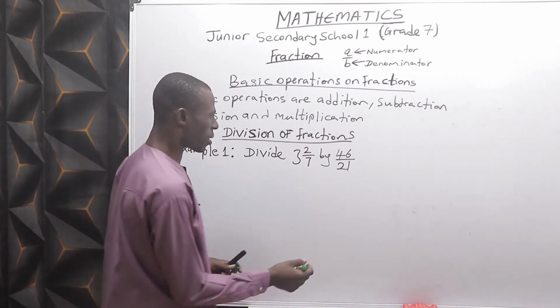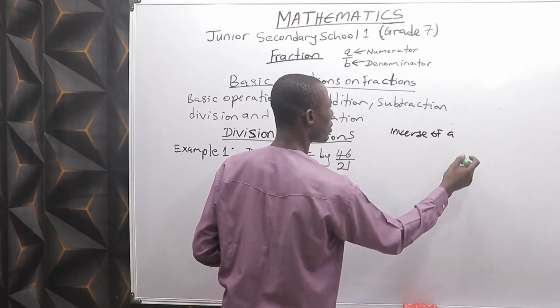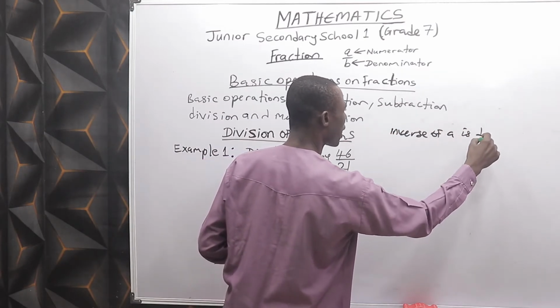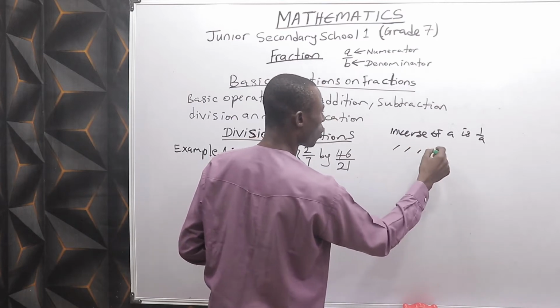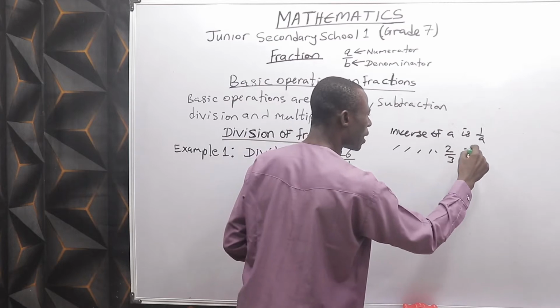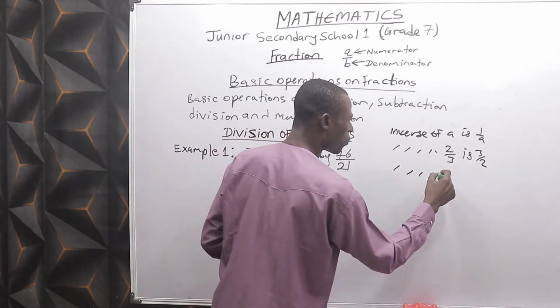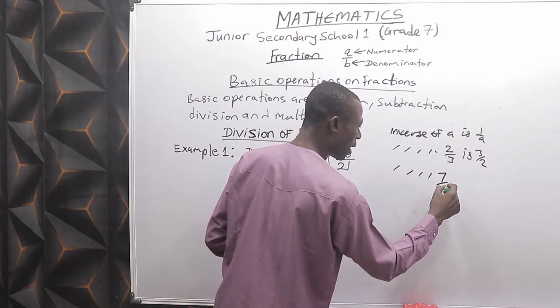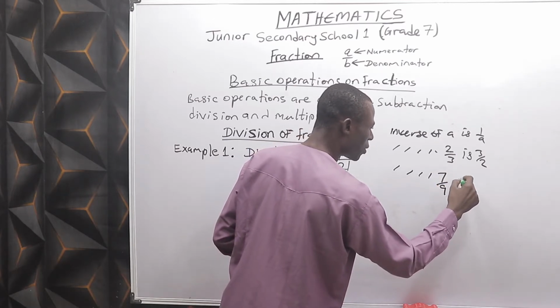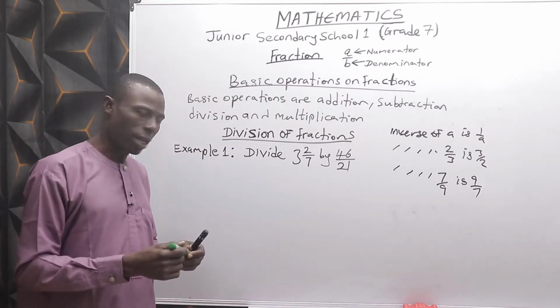When we say inverse, what do we mean? Inverse of A is 1 over A. Inverse of 2 over 3 is 3 over 2. Inverse of 7 over 9 is 9 over 7. You have the idea of what we call inverse now.